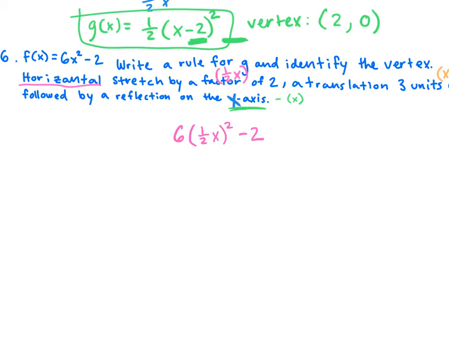So when we square 1/2 times x, we need to square the 1/2 and square the x. So this would be 6 times 1/2 squared, which is 1/4, times x squared minus 2. And then 6 times 1/4 would be 6/4 times x squared minus 2. And then we can simplify to 3/2 x squared.